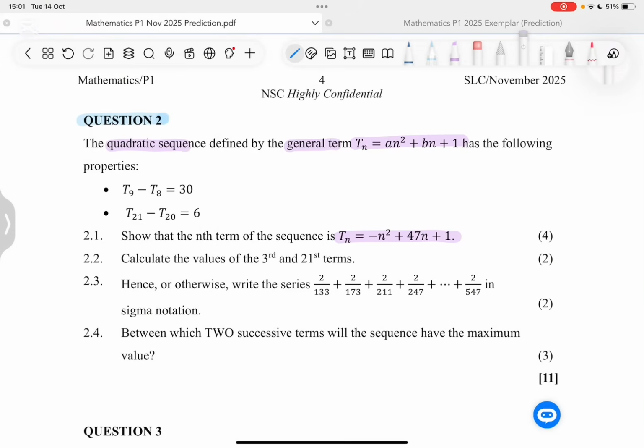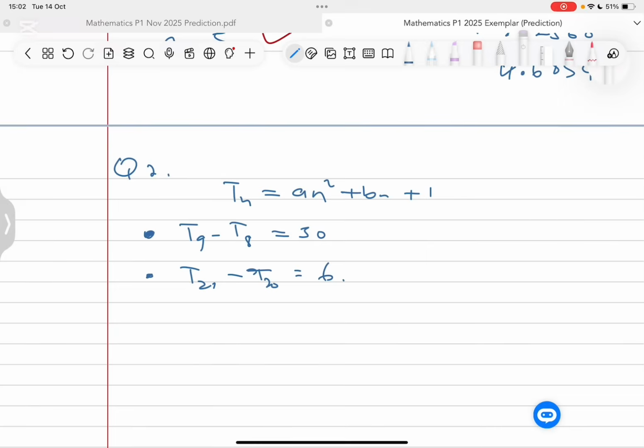If you get a question like this, I will tell you now that it is the easiest question you could ever get in quadratic sequences, because it directly speaks to you in terms of what you should do. Well, I'm going to use these 2 properties of this sequence to build equations that will help me to find the value of a and b.